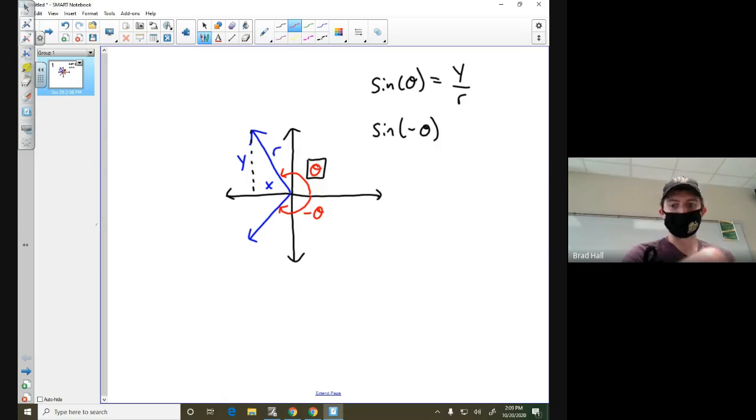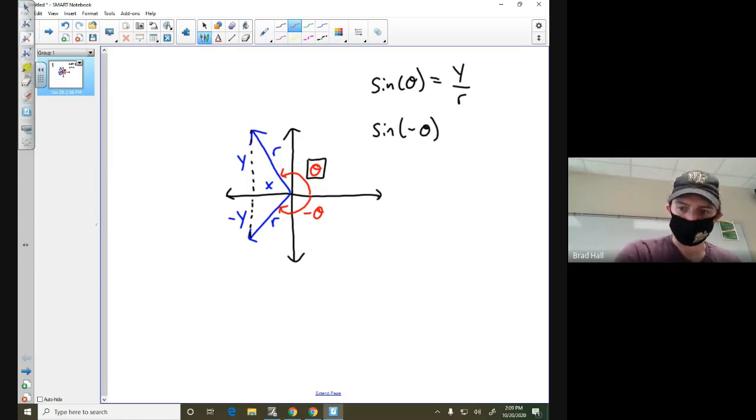And so what would we do if that was its own angle? We could triangulate where the x would be the same, but the y would be negative, and the r would be the same. Because instead of the y going up, the y value is going down, but the x is still going in the same direction, and the r never changes sign. R is always positive.